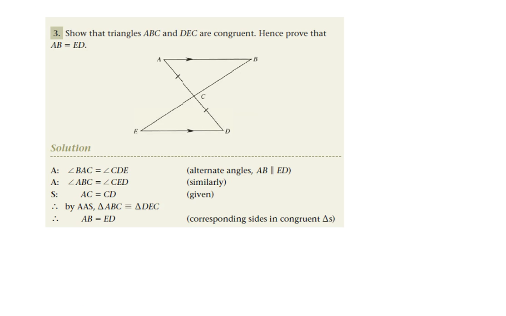Now, next example, I've skipped number 2. Number 3 in the book says, show that triangles ABC and DEC are congruent, hence prove that AB equals ED. Now, the parallel lines are a bit of a giveaway, and we have transversals happening there. So, the solution: basically here we have a series of alternate angles.